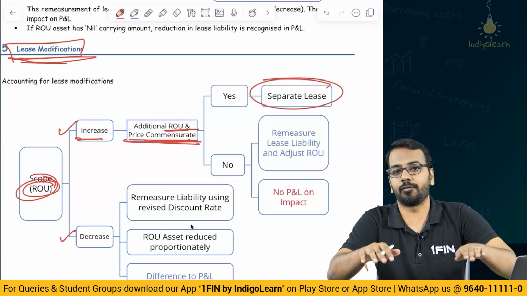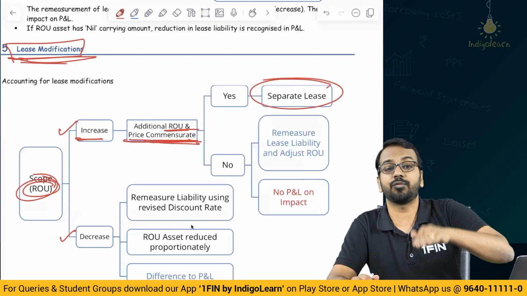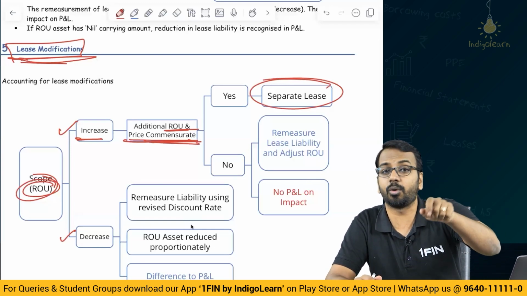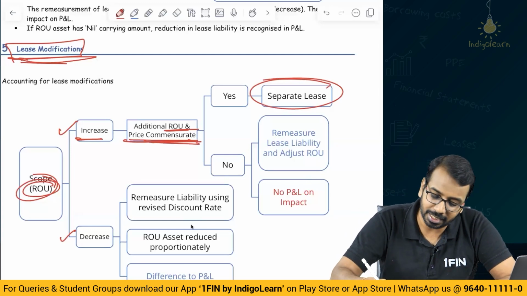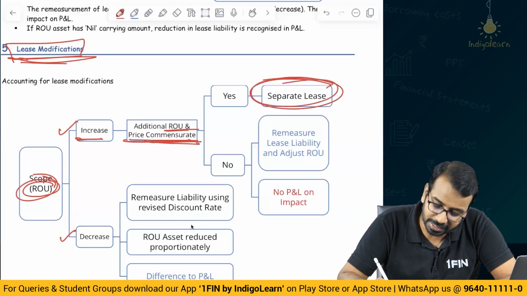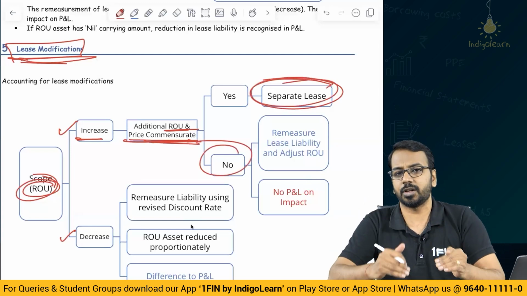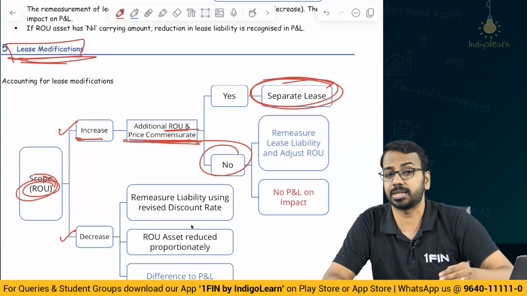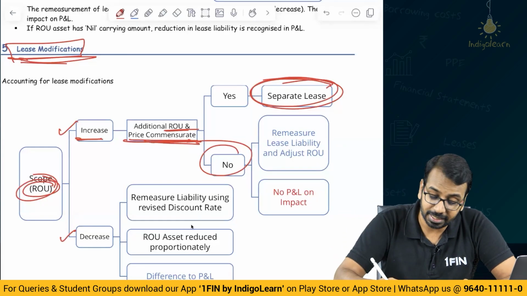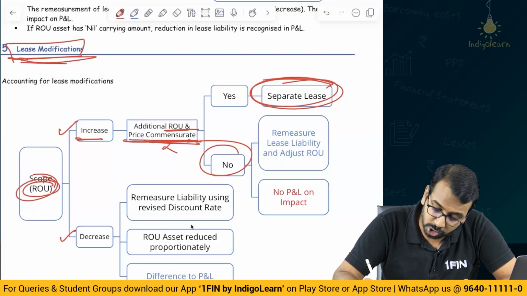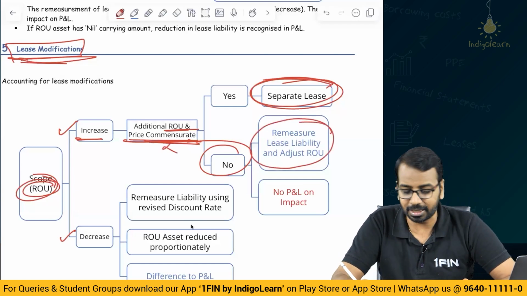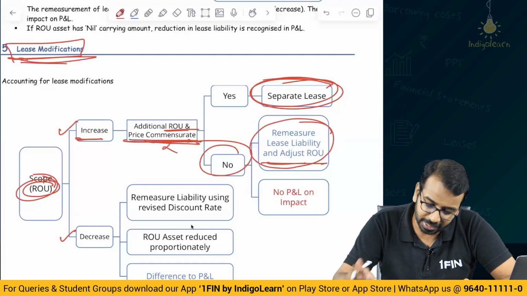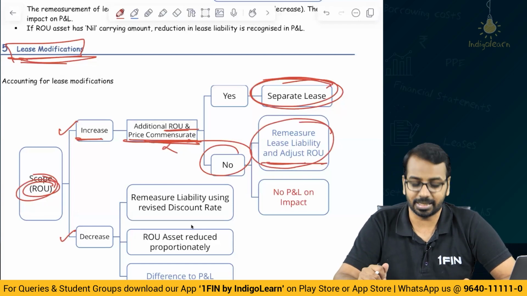Means earlier I had one floor, I added one more floor. The second floor's pricing is independent. If the second floor's pricing is commensurate with the amount of space I have taken on rent, then you will treat it as a separate lease. If the pricing is not commensurate, maybe for the first floor I am paying 10,000, and for the second floor I am paying only 5,000, which is let's say 50% less than the market rate. That means it is not commensurate. In that case, you will remeasure the lease liability and adjust the right of use asset, right?